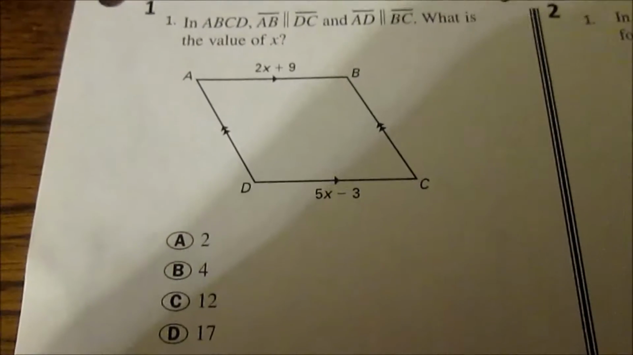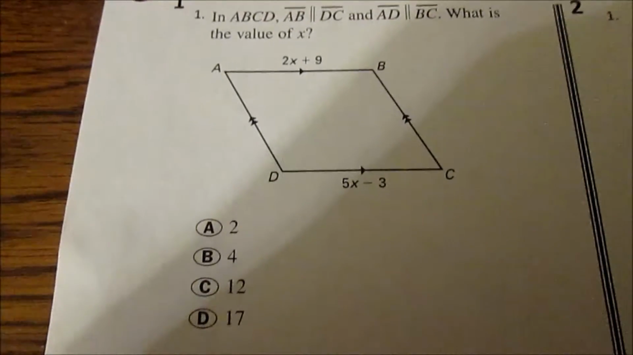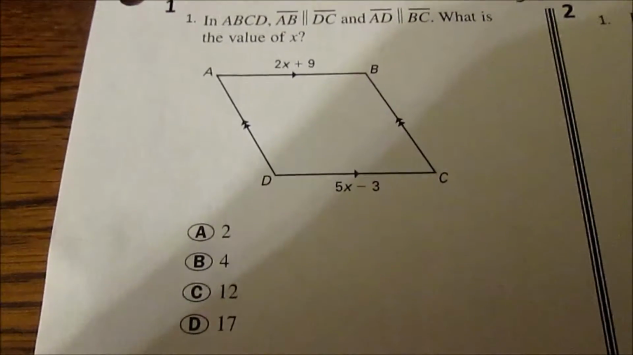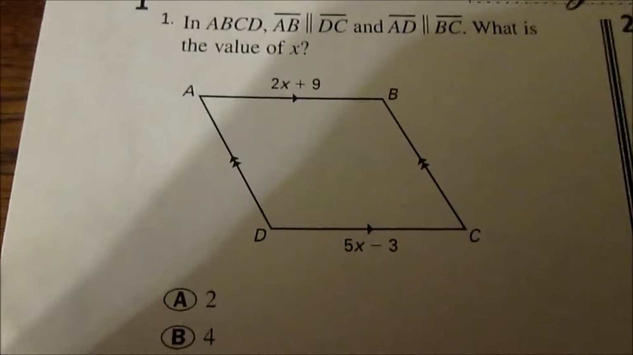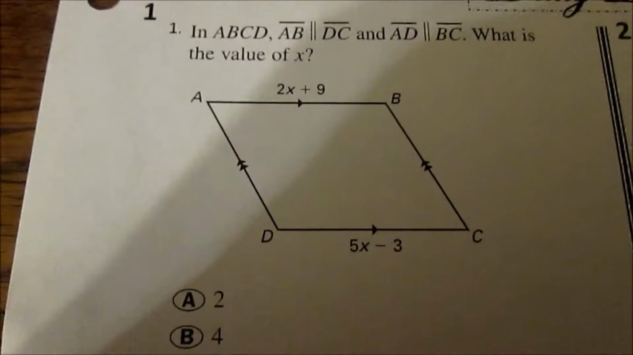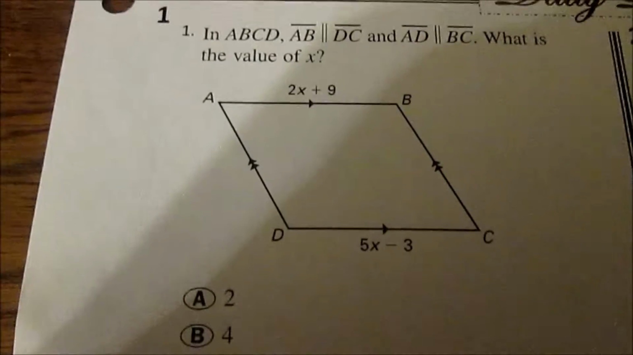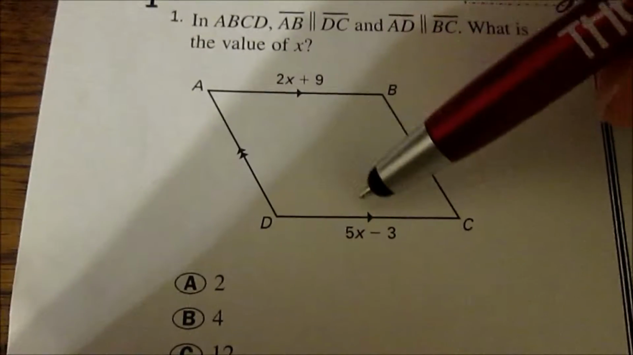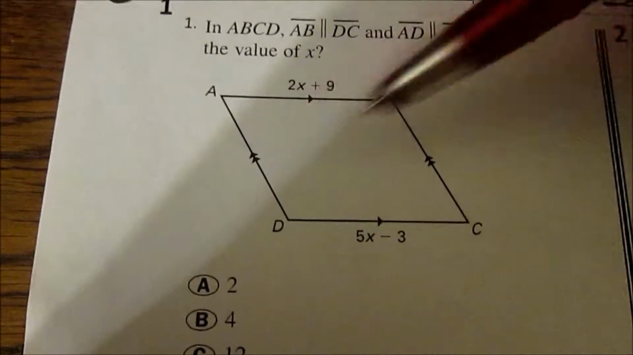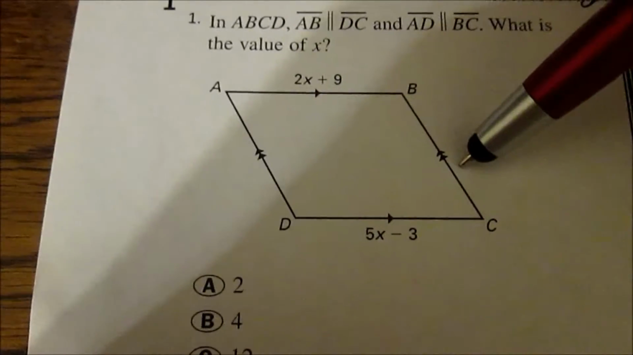This one's about geometry, and I'm just going to run through this the way I would do it. And let's go. Starting with number 1, in ABCD, AB is parallel to DC. So that means this line and this line are parallel, and AD is parallel to BC. What is the value of x?